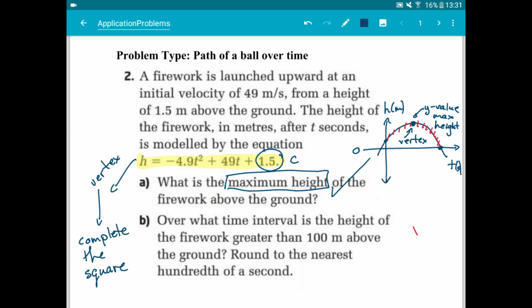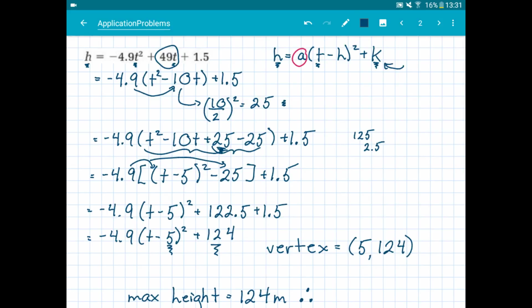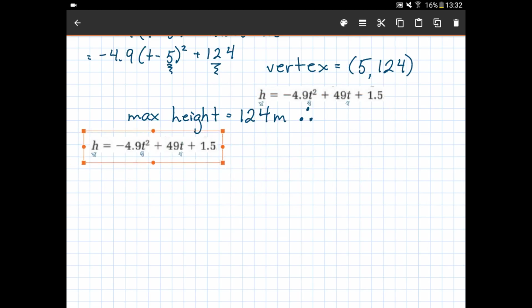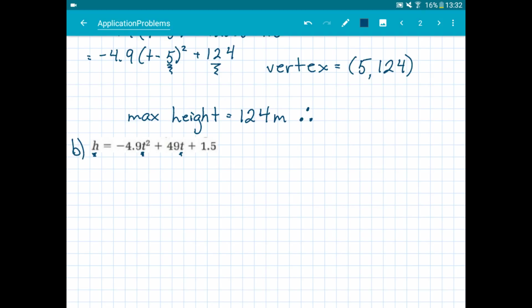Okay, so we've done this one. And we go back here. Over what time interval was the height of the firework greater than 100 meters above the ground? Round to the nearest hundredth. Okay, so let's go grab that equation again, just so we have it right in front of us down here. Okay, let's grab it. We'll move it down here. And so for B, we need to know the time interval when it's above 100.